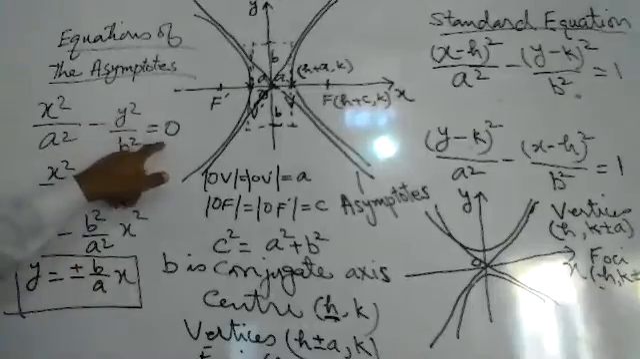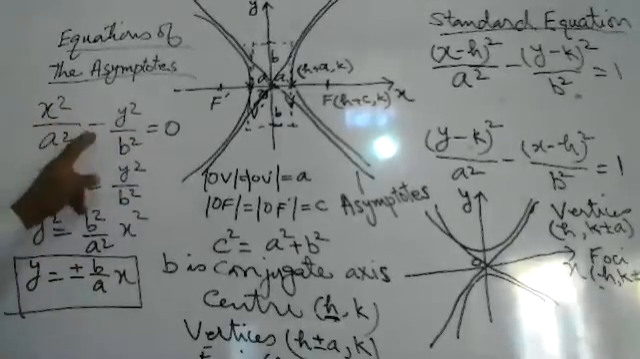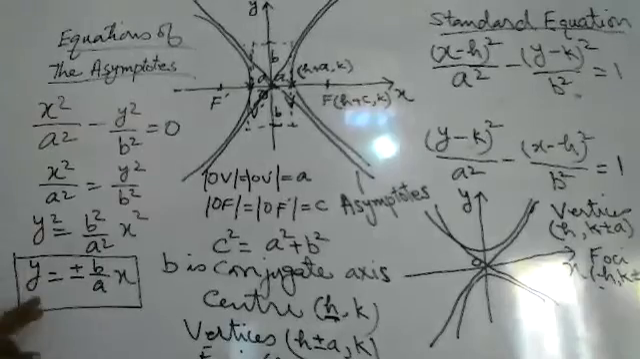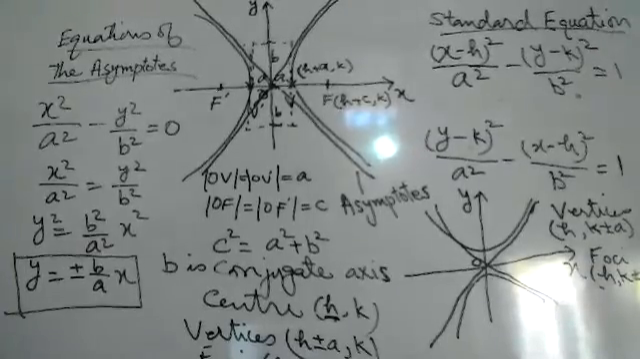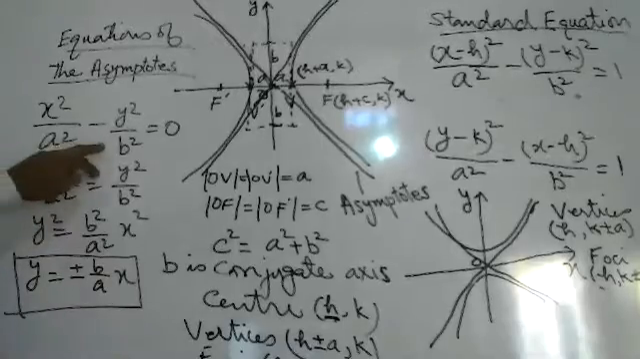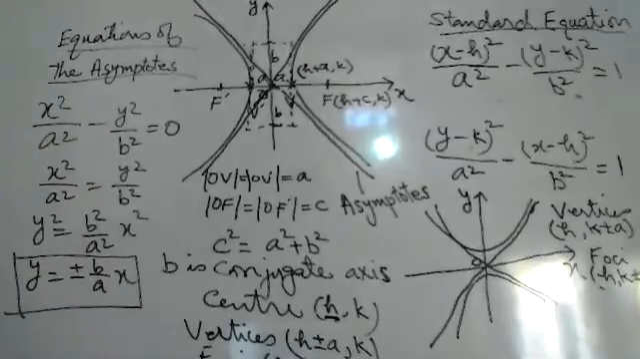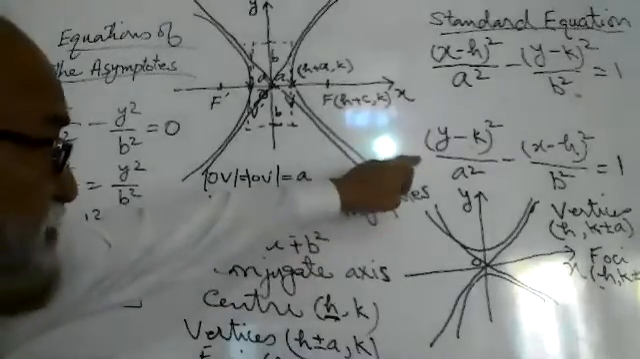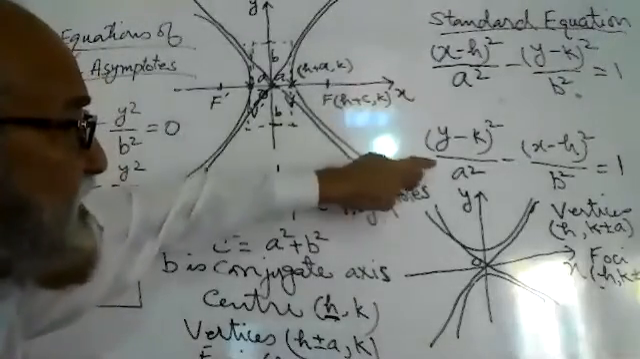We have to put the 1 as 0, and then the negative term will be shifted to the other side so that it becomes positive. Then we find the value of y only. Y should be equal to plus minus b upon a x. A will always be positive, whether it is with this positive term or this positive term. That will be considered a.